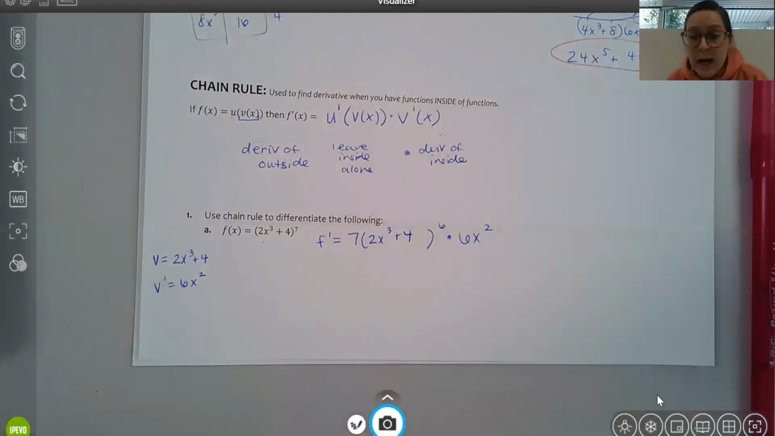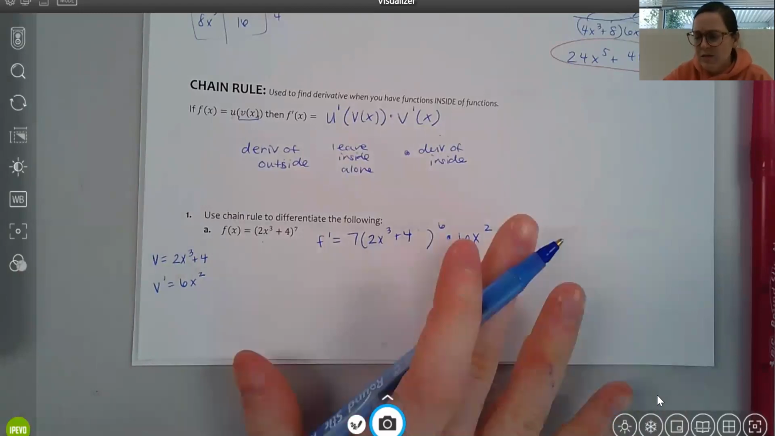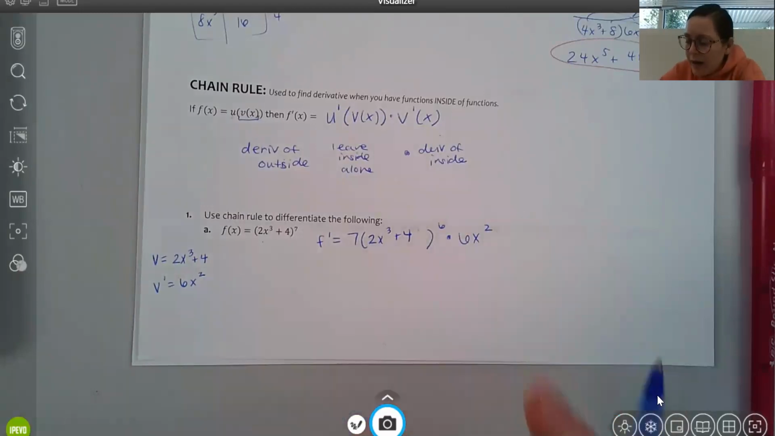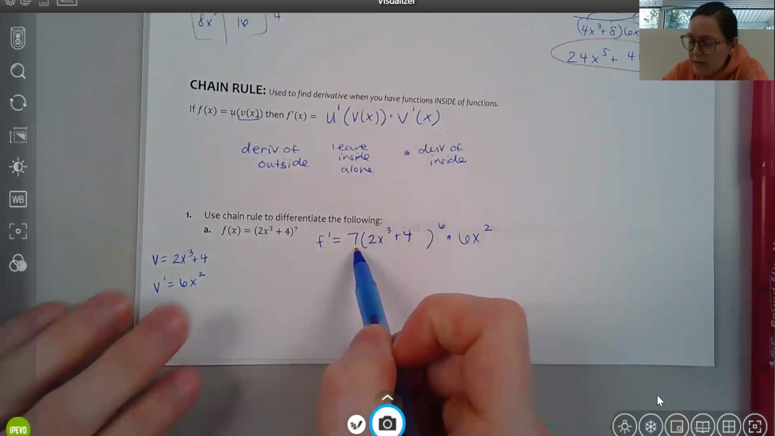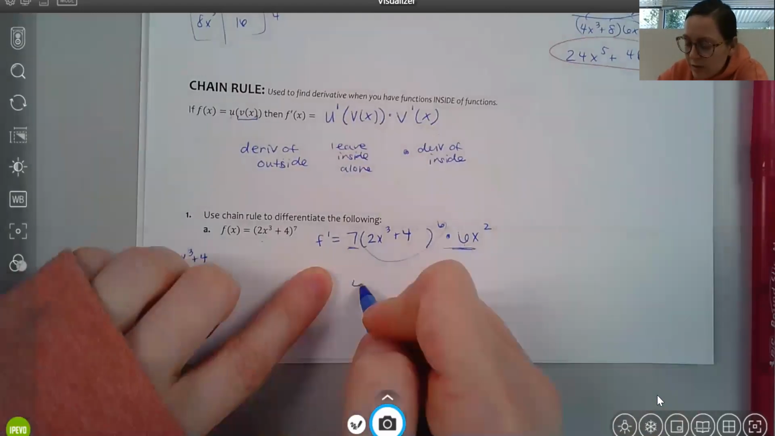Now, this is not a case for distributing the 7 because this is to the 6th power, right? So if you think about your order of operations, this would be raised to the 6th, then distributing. I'm not going to raise it to the 6th, just leave it. But I can combine like all of this is being multiplied by 7 and 6x squared. So you can say, oh, that's just 42x squared.